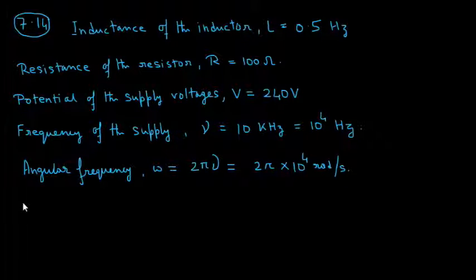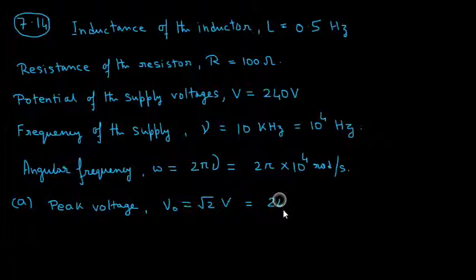Now let us see the A part. So peak voltage V naught is equal to root 2 V. Many times we have used this formula. So 240 root 2 volt.